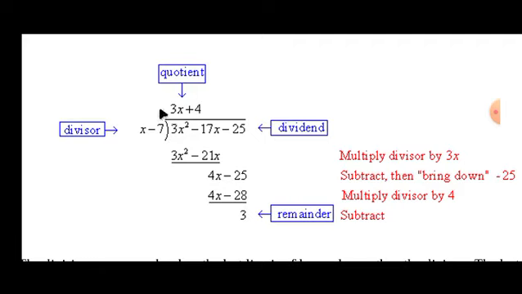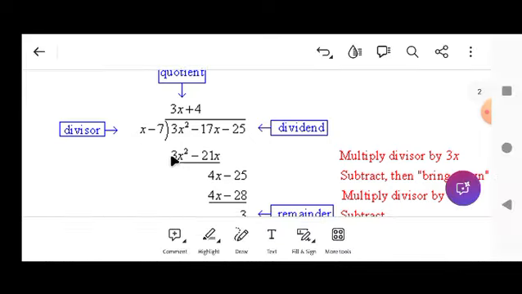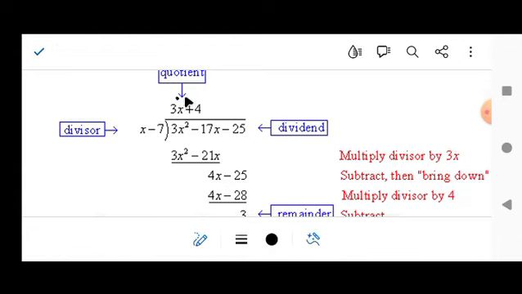Now, the first thing you have to do is you consider the coefficient of the leading term of your dividend here. I want to eliminate it. So what will I multiply to this particular divisor to get 3x squared here? I'm going to multiply here by 3x. If I multiply x by 3x, I'm going to get 3x squared. So I'll put the 3x up here. So multiply this 3x by this, I'm going to get 3x squared, put it down here.